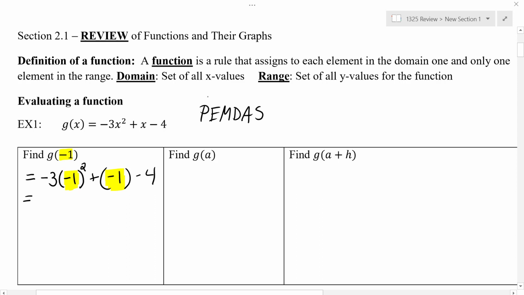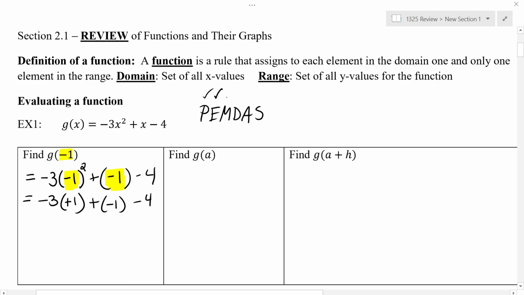Okay, so the P means we're going to do what's in the parentheses first. There's nothing to do within the parentheses because all we have inside of the parentheses is a negative 1. The next thing we look at is exponents. We do have an exponent of 2 on that negative 1. So let's square negative 1. Negative 1 squared is a positive 1. So that gives me negative 3 times a positive 1 plus a negative 1 minus 4.